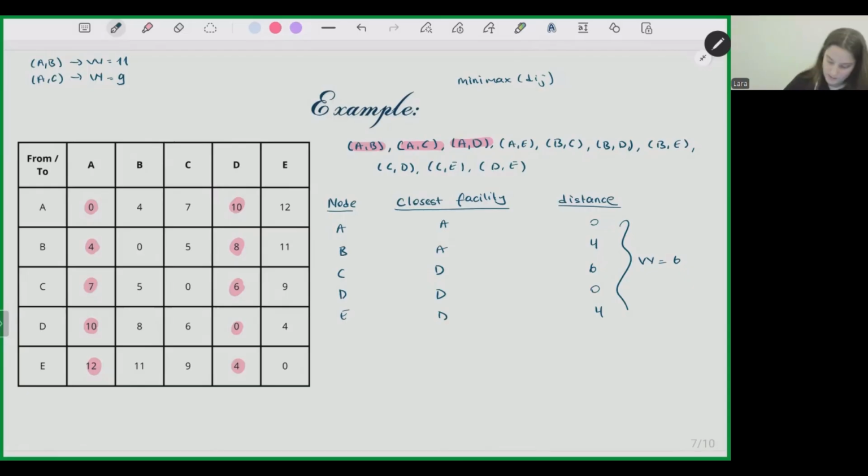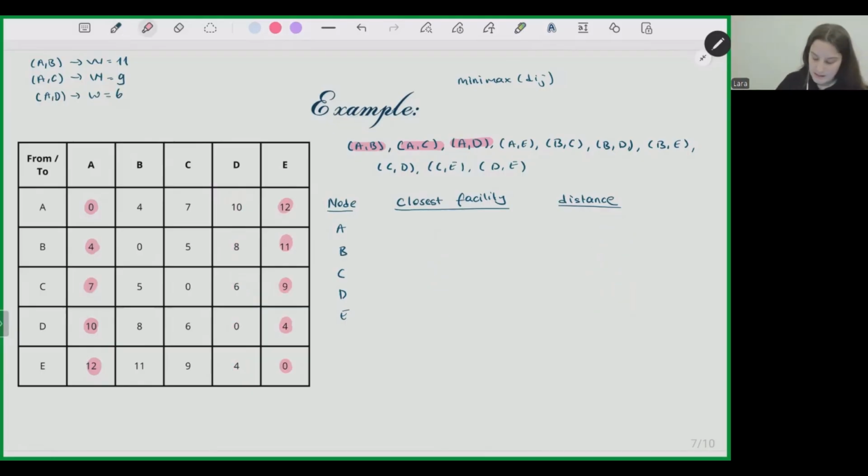Yep, 6. Let's write that. AD, W here is 6. On to the next set, it's going to be A and E.